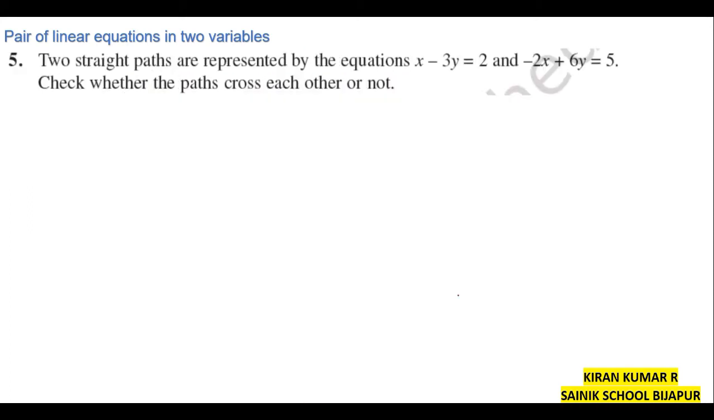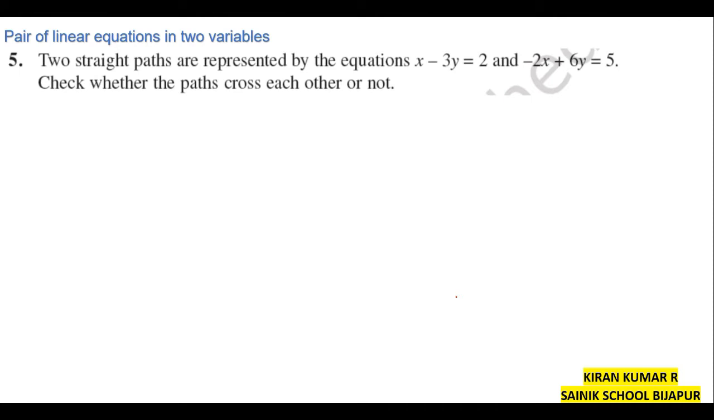Let's take up question 5. In question 5, they have given two pairs of equations which are following a straight path. We need to check whether the paths cross each other or not. We have to just find out whether we get intersecting lines or not.